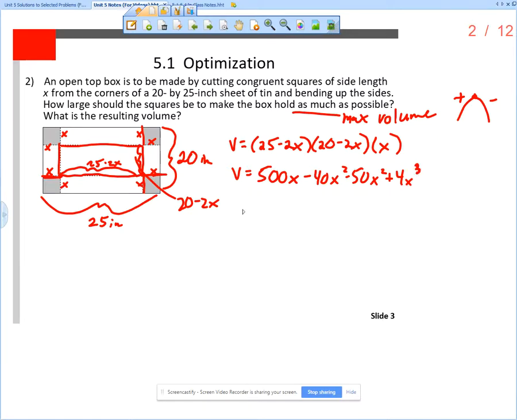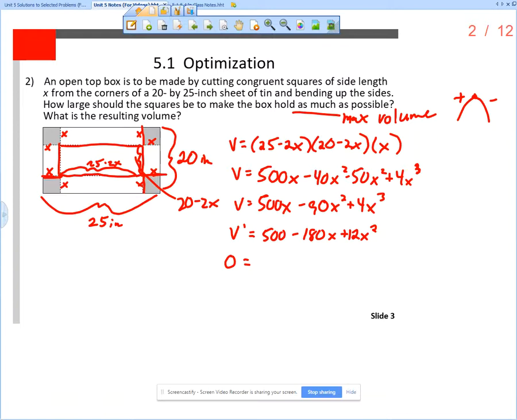So now I have this. I would probably simplify one more step: 500x minus 90x squared plus 4x cubed. So that's my volume. That's what I want to find where the maximum occurs. So now I'm going to take the derivative. V prime equals, derivative of 500x is 500, minus derivative of 90x squared, that would be minus 180x, and then plus derivative of 4x cubed, that would be plus 12x squared. Now I want to set this thing equal to 0 and solve.